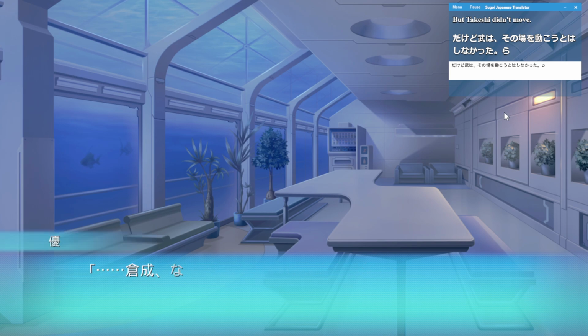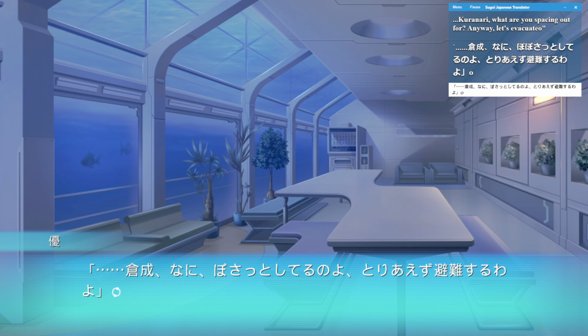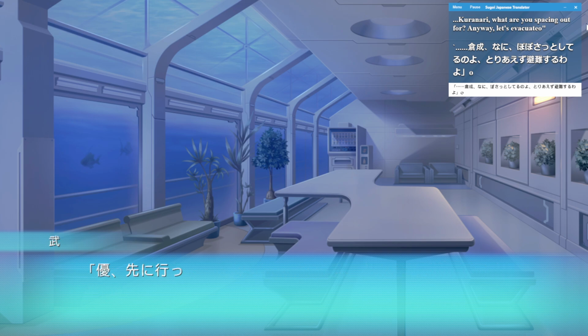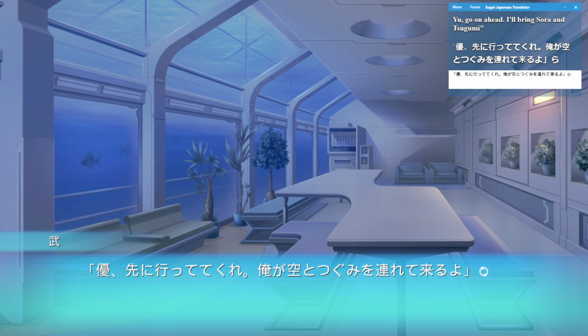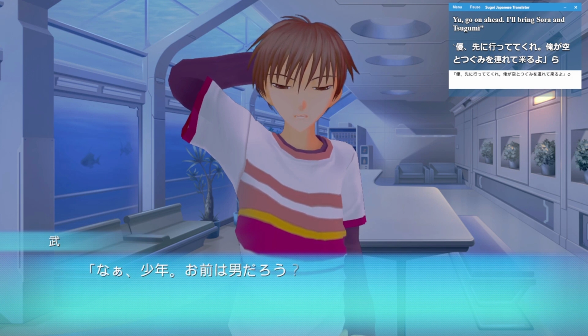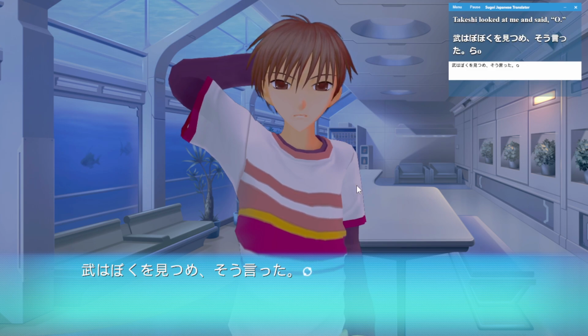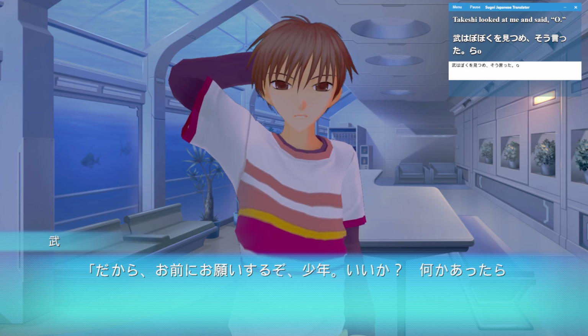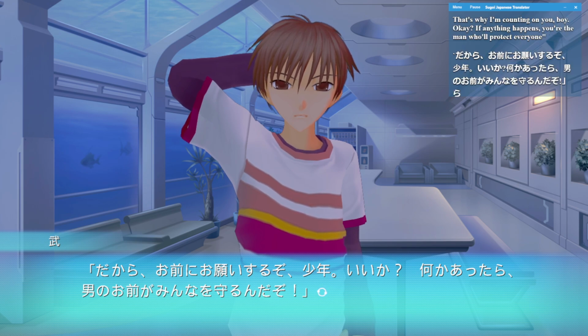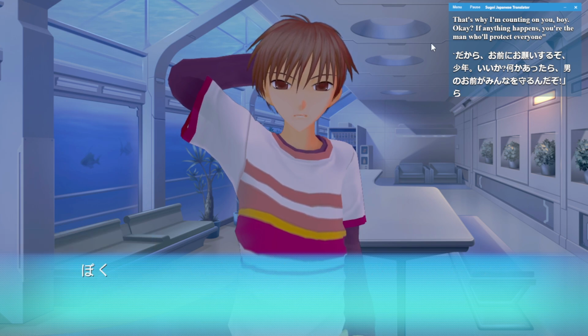But Takeshi didn't move. Kuranari, why are you spacing out? Anyway, let's evacuate. It's like, nope, I have to go to the control room because I got to follow the script. You go on ahead. I'll bring Sora and Tsugumi. Hey, kid. You're a man, aren't you? Takeshi looked at me and said that. That's why I'm counting on you, boy. Okay, if anything happens, you're the man who'll protect everyone. It's dialogue.